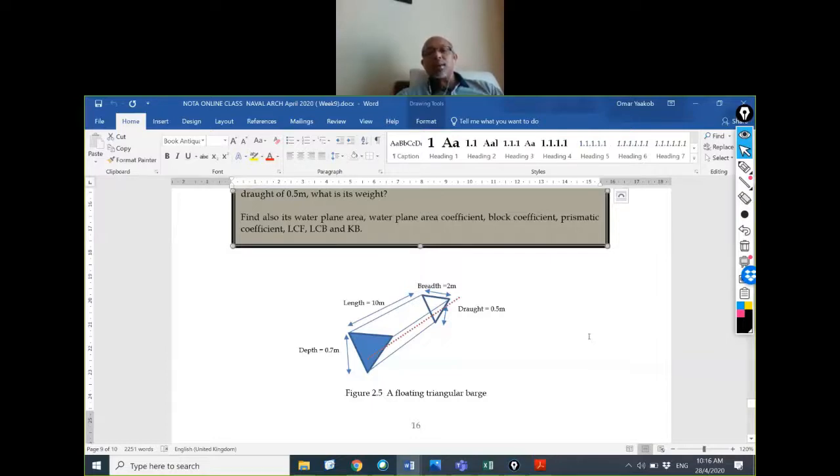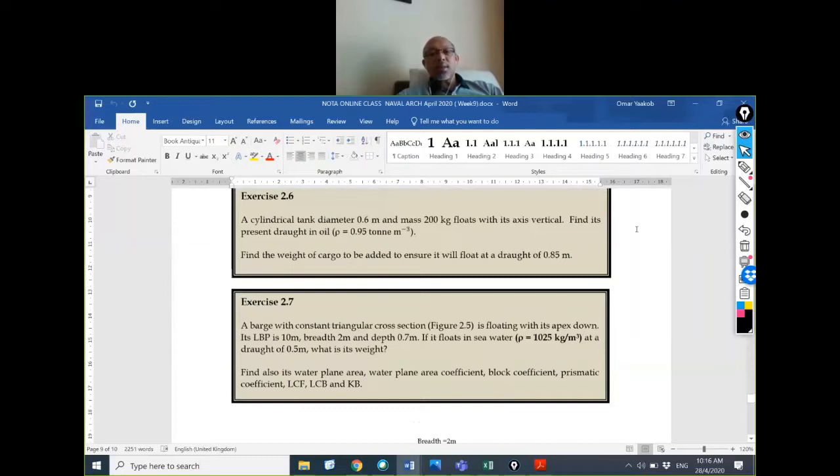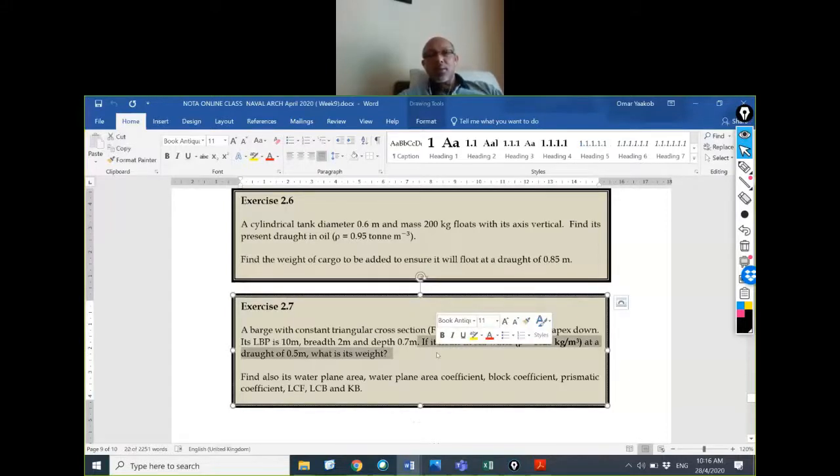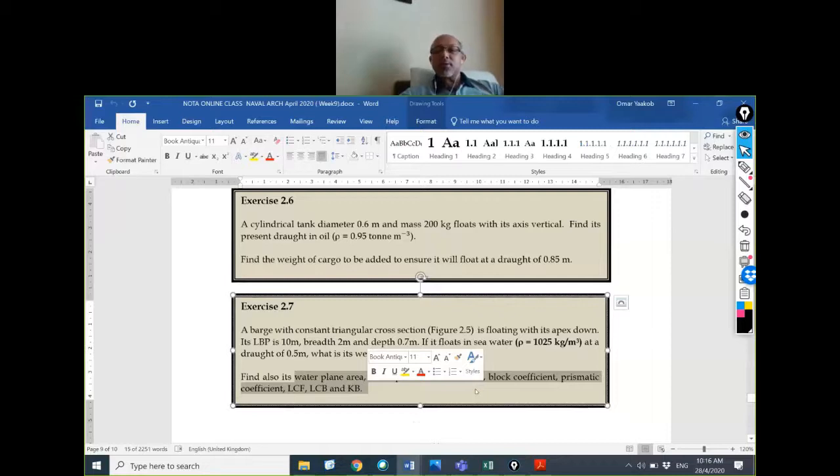With that volume, we can get the weight of the water being displaced, and from there we also know the weight. The question is asking, if it floats at a draft of 0.5, what is its weight? So we need to know the volume displacement and multiply by rho of 1.025 ton per meter cube. Then we can get the weight in ton. Here they also ask about the water plane area coefficient, which is quite easy actually. If you understand what water plane area is, you should be able to find the values for this.